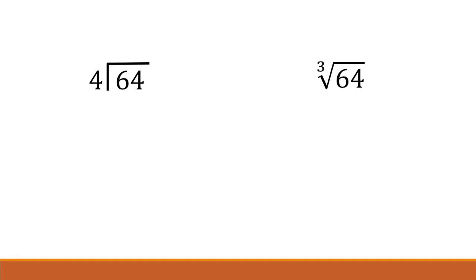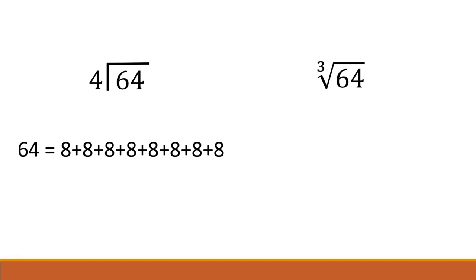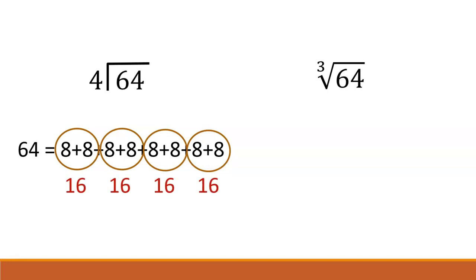Let's start with the division problem, 64 divided by 4. We'll take that 64 and decompose it as a bunch of 8s, 8 8's added together. Remember, if we're doing division, we decompose as a sum. Since we're dividing by 4, we will divide that into 4 equal groups. And each group contains 8 plus 8, which is 16. So we know that 64 divided by 4 is 16.